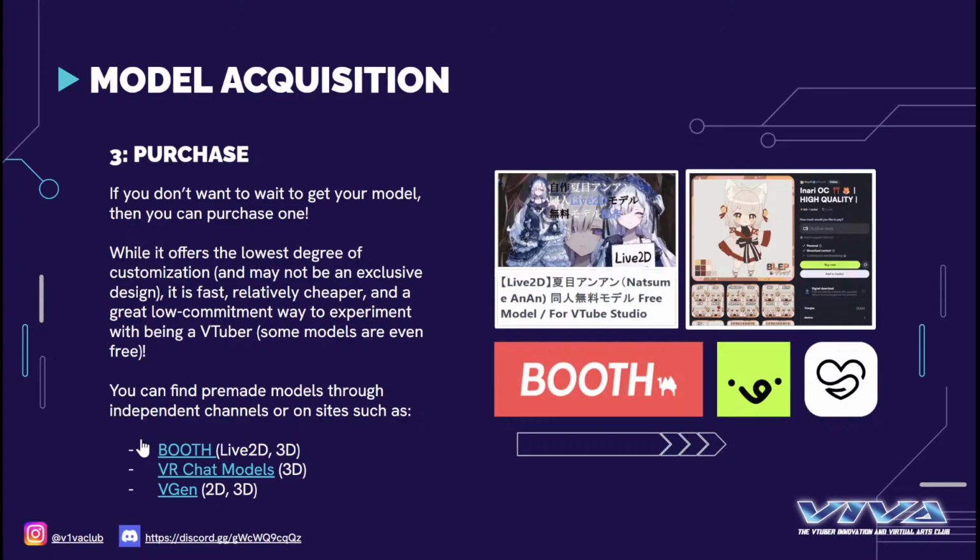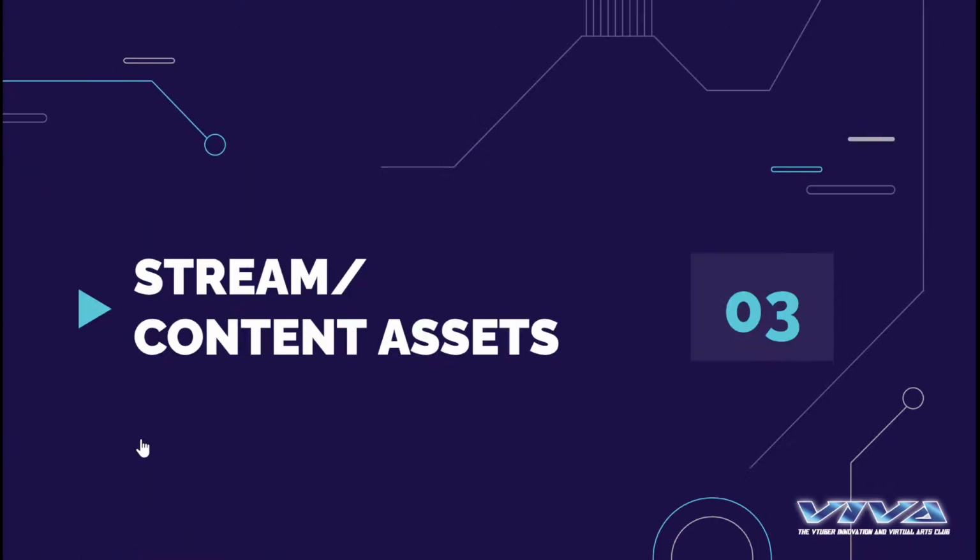Pre-made models can be found through independent channels or on sites like Booth for Live 2D or 3D, VRChat models for 3D, and VGen for 2D and 3D. Sorry, I just forgot to mention VGen is also one of the sites where you can make commissions, if you would like to go through that as well. And I think that's it for my part.